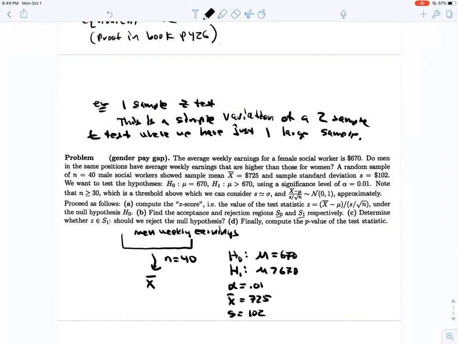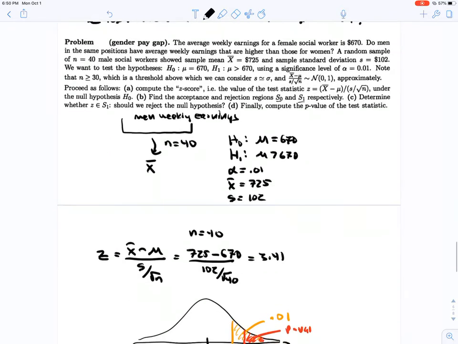So then we finally did this problem, which is actually a one-sample z-test. So we just have one population here that we're looking at, which are men's weekly earnings. And our null hypothesis is that men's weekly earnings is 670, which is women's weekly earnings. And the alternative is that men make more than women. In other words, mu is greater than 670. We have alpha is 0.01, and the sample mean is 725, and S is 102, and N is 40.